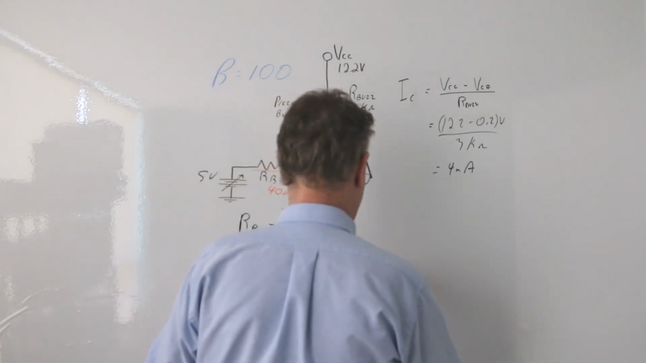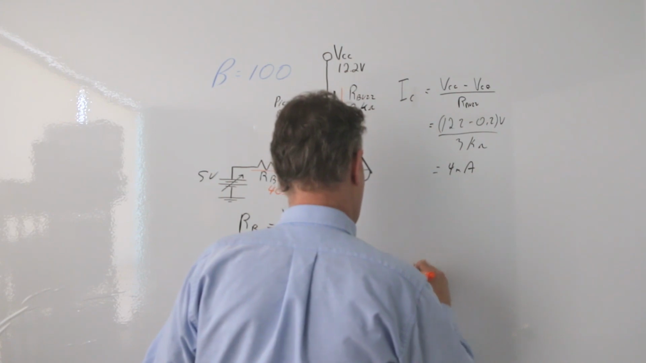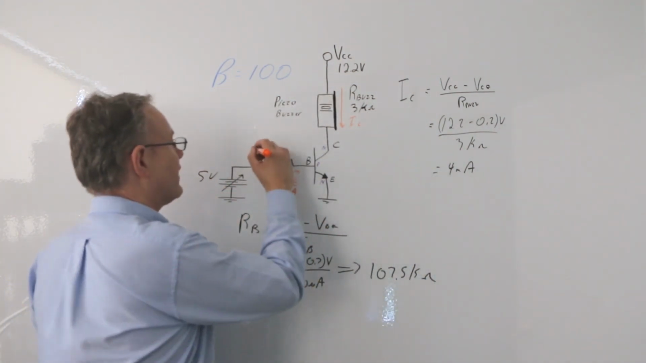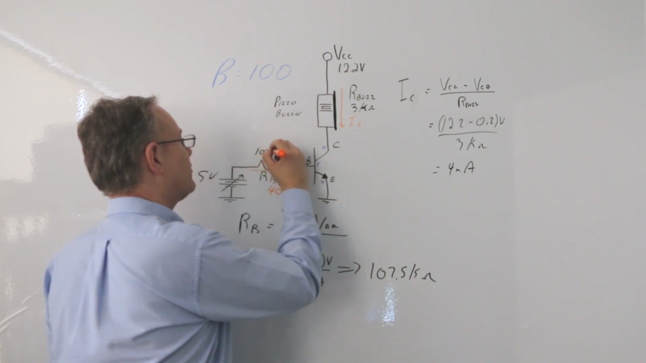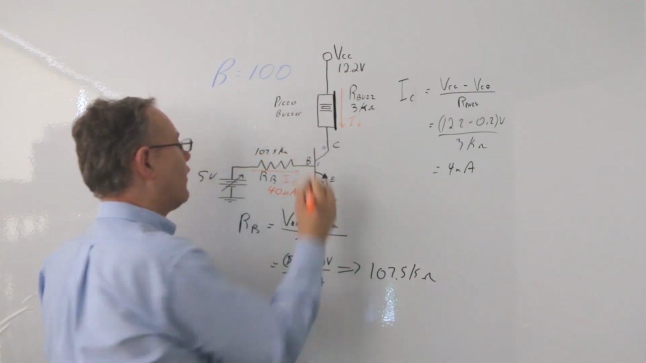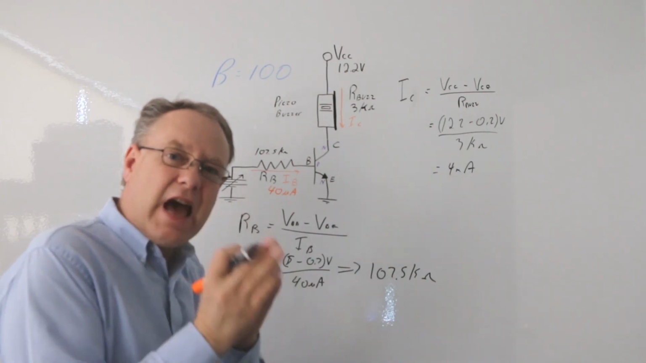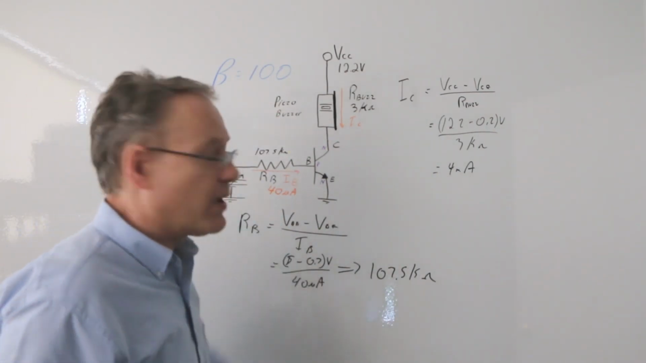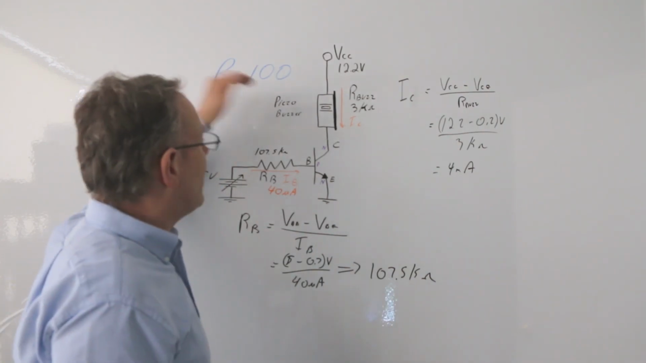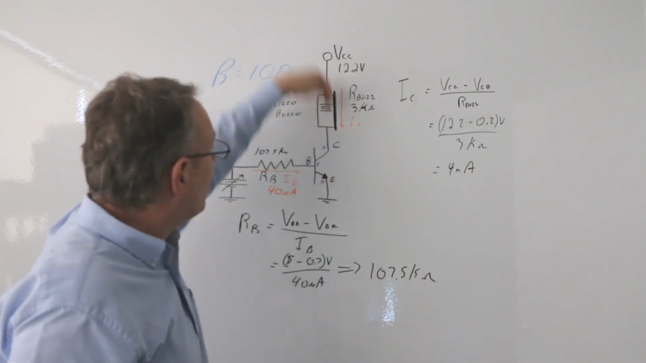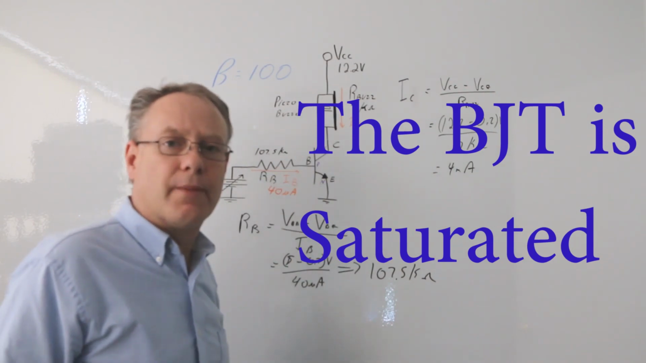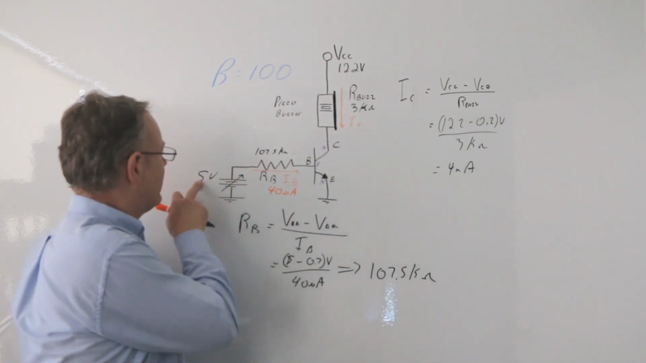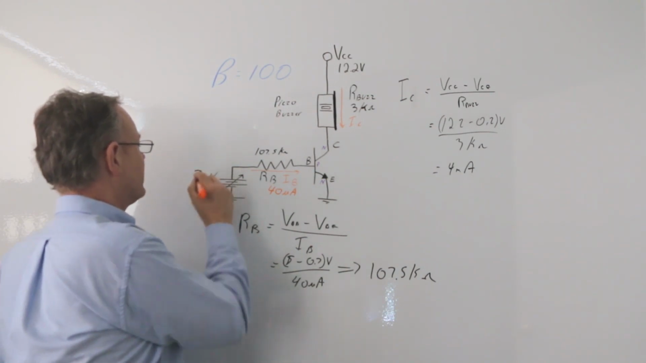107.5 kilo ohms. All right. So if I put a 107.5 kilo ohm resistor there, and I set this to 5, I would have exactly 40 microamps going through there, and I know my gain is 100, so therefore I would have 4 milliamps going through here, and this buzzer would run. Okay, that's fine. So what I'm going to do is, I'm actually going to turn this up. Let's turn that up to 7 volts.